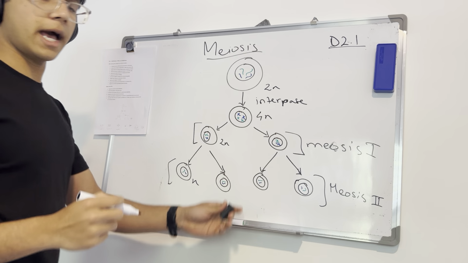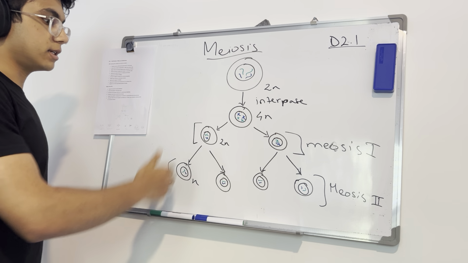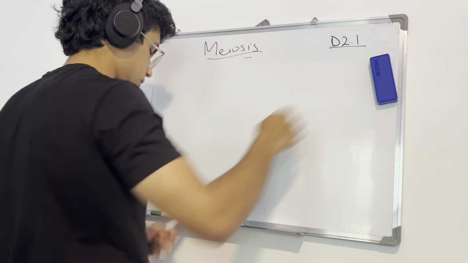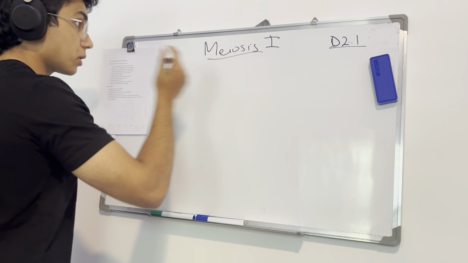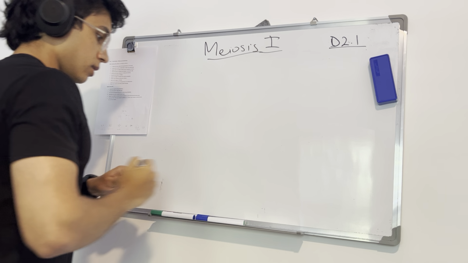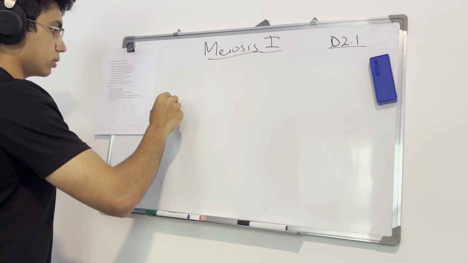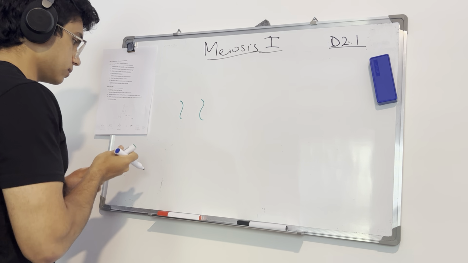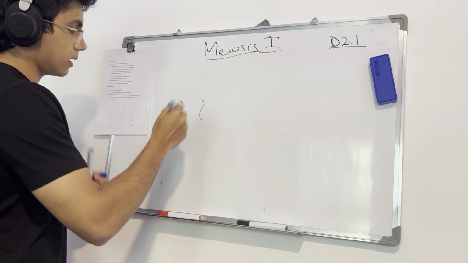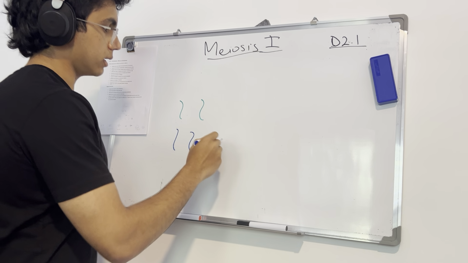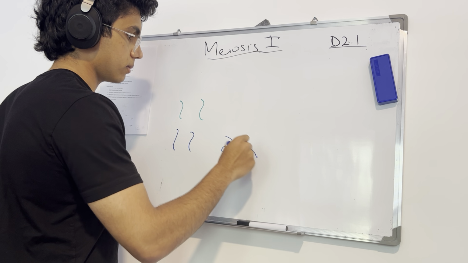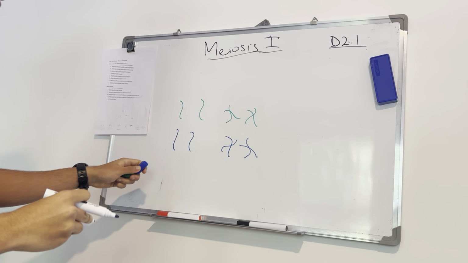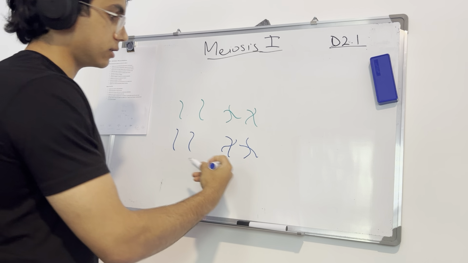Now, how does this actually happen? Well, just take a second to write this down, notice what's happening, and we're going to move on to meiosis 1, which is what we're focusing on. So in meiosis 1, you're going to have a couple chromosomes. So say this and this, as well as this and this. Now they're going to multiply to give you this and this.